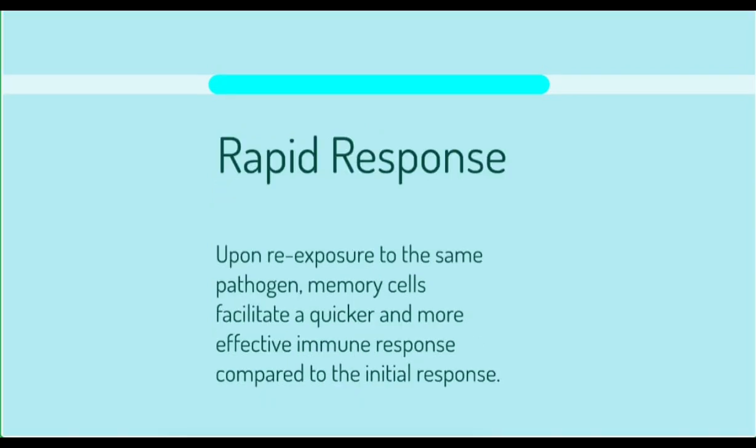Rapid response. Upon re-exposure to the same pathogen, memory cells quickly recognize it and initiate a faster and stronger immune reaction. This rapid response prevents reinfection or reduces the severity of the disease, demonstrating the long-lasting protection provided by adaptive immunity.